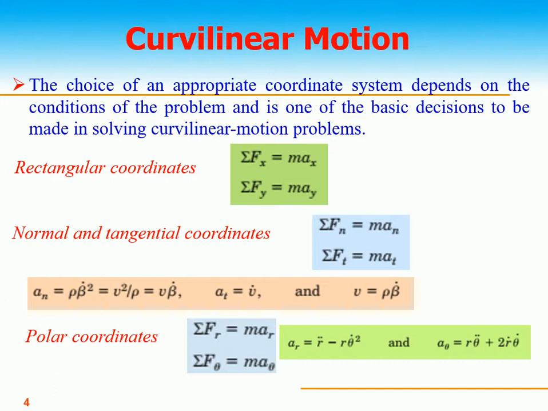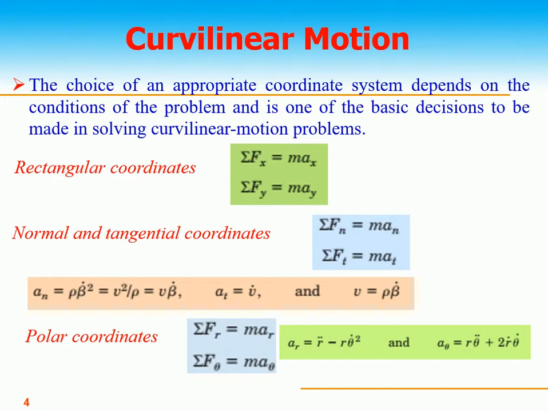We can go to the normal-tangential coordinates. Again, the summation of all the forces in the normal direction gives you m an, where an is the normal acceleration, and similarly the tangential forces must be equal to mass times the tangential acceleration. We have discussed already that an, the normal acceleration, is rho beta dot square, or in simple words v square by rho. V is the velocity and rho is the radius of curvature. Similarly, the tangential acceleration is v dot, and v is rho beta dot.